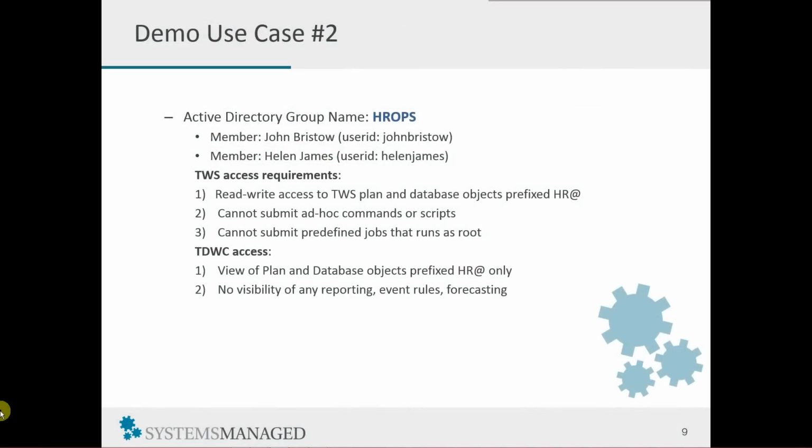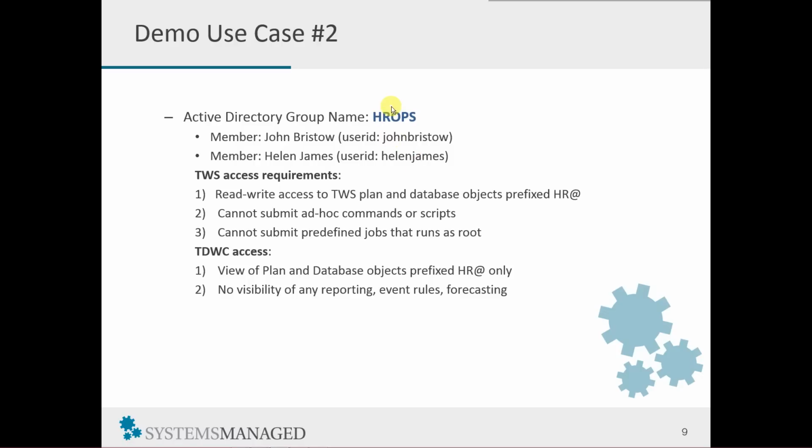So moving on to use case 2. Now this set of users are more power users. So they know how TWS works. They want to be able to see their jobs that belong to their business area in the plan, and they want to be able to amend job streams and job definitions in the database that belongs to their business area. So the use case criteria for this particular aspect is we want to have an Active Directory group called HR Ops that have these two members.